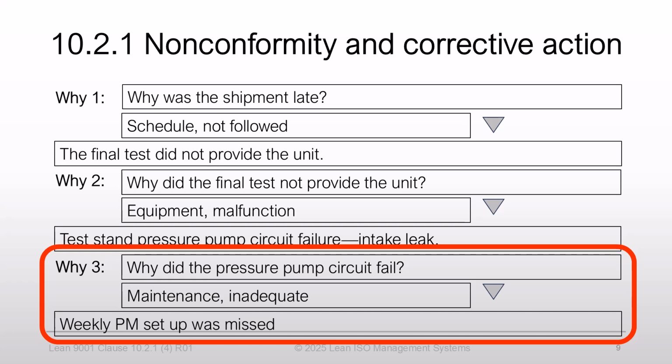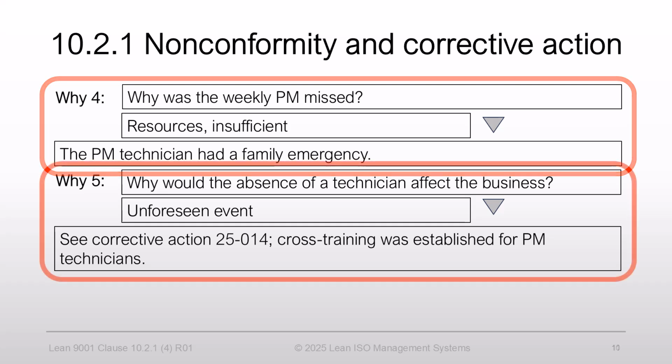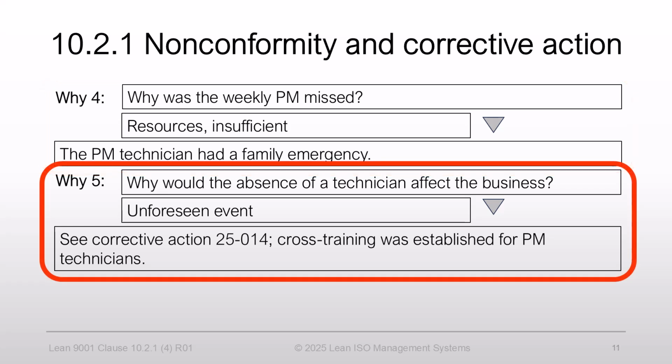Why 3? Why did the pressure pump circuit fail? Root cause: Maintenance inadequate. Comment: Weekly PM setup was missed. Why 4? Why was the weekly PM missed? Root cause: Resources insufficient. Comment: The PM technician had a family emergency. Why 5? Why would the absence of a technician affect the business? Root cause: Unforeseen event. Comment: See Corrective Action 25-014. Cross-training was established for PM technicians.